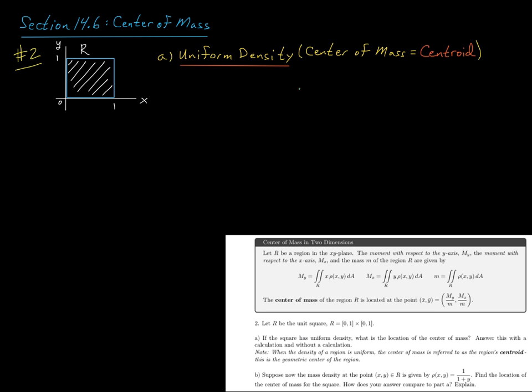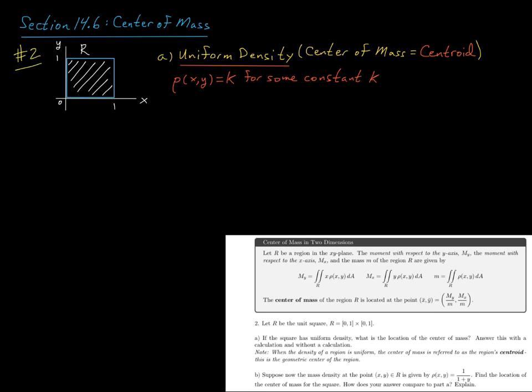And as we saw in the one-dimensional case, with uniform density, center of mass is referred to as the centroid of the region. It's also referred to as the geometric center of the region. And so with this kind of a nice shape, the geometric center will be right smack dab in the middle here. So without calculation, we can just see that the center of mass will be at the location 1/2, 1/2.